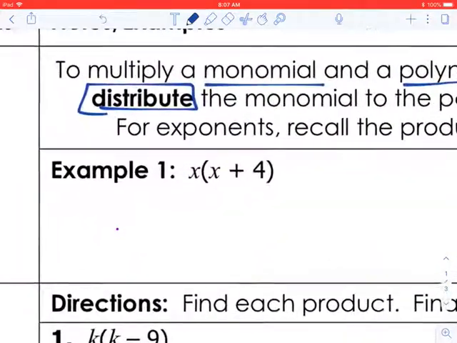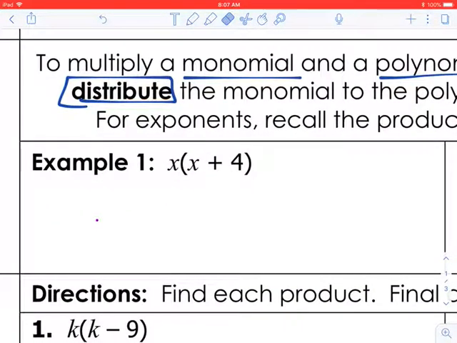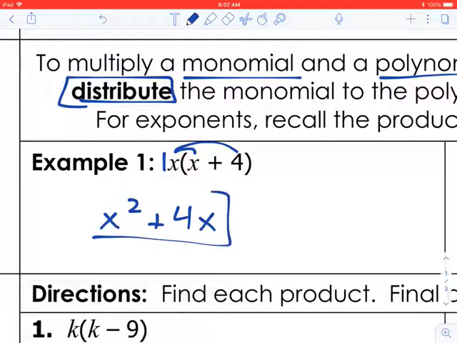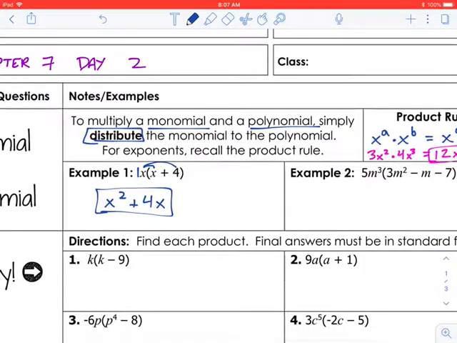Let's do a couple examples here. So here's x times x plus 4. I'm multiplying this through. A couple things I need to remember is that there's really a 1 here, and there's also a 1 as the exponent for anything x that doesn't have one. So x times x is really 1 plus 1 is 2, so x squared. And then x times 4 is really 1 times 4 is 4, and then x times nothing stays as x. And that would be my final answer. That's all there is to it.